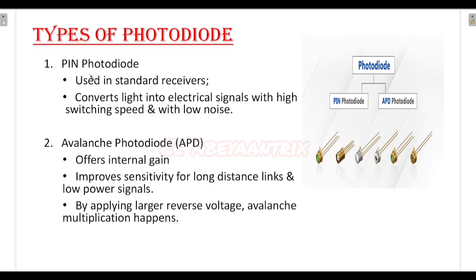Other than that, this PIN photodiode converts the light energy into electrical energy. The only difference is that an intrinsic layer is present between the P-type and N-type. The same concept: it converts light into electrical signals with high switching speed, as we have learnt about PIN diode in our early videos. Do you remember the concept? PIN diode is mainly used in RF switching circuits. I have compared it with the other diodes also.